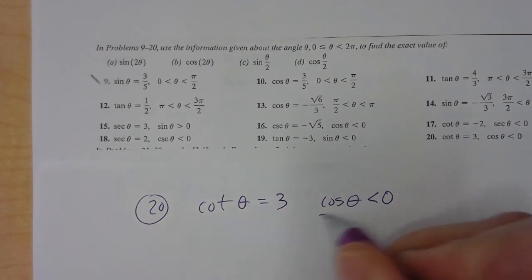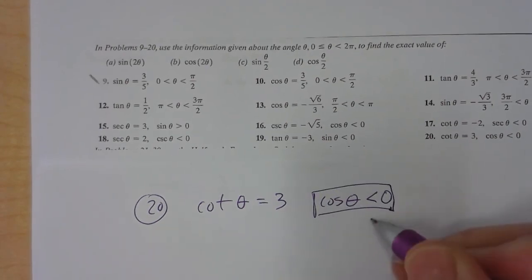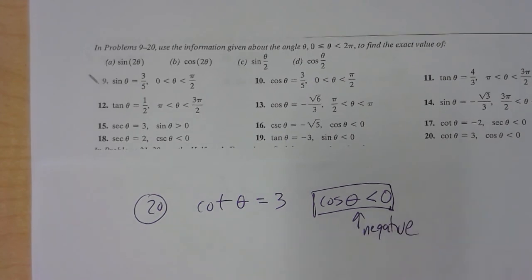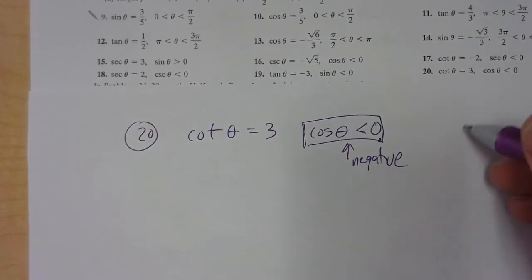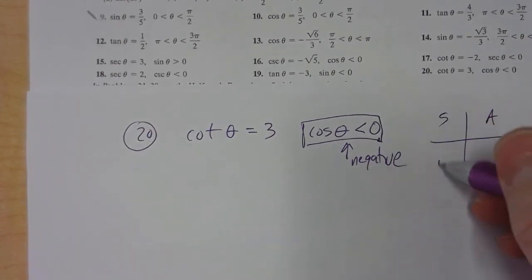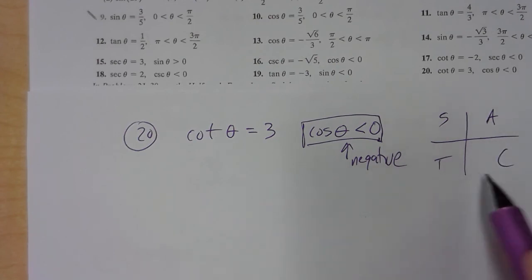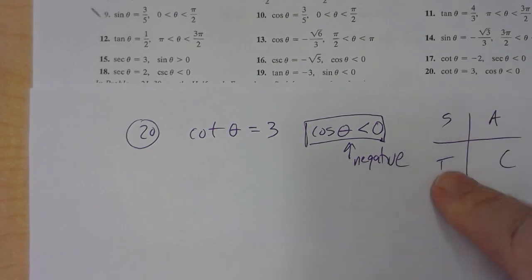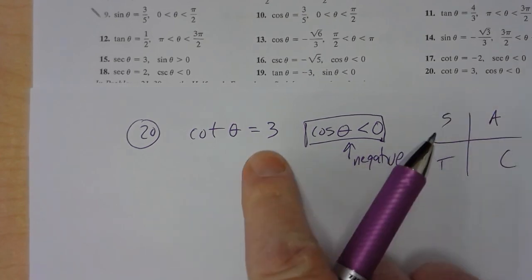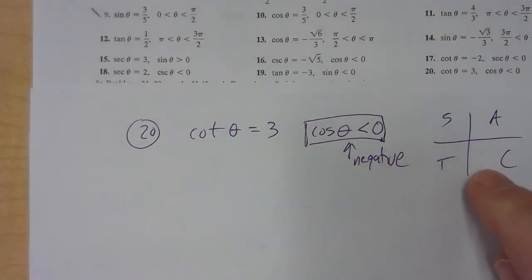All right, so that means this is negative, right? Negative. So you got to think about what quadrant that is. So all students take calculus. All students take calculus, right? So cosine's positive here and here. So it's not in the first or second quadrant. And tangent's positive here, so it's positive. So it's got to be in this quadrant right here. It's got to be in the third quadrant.